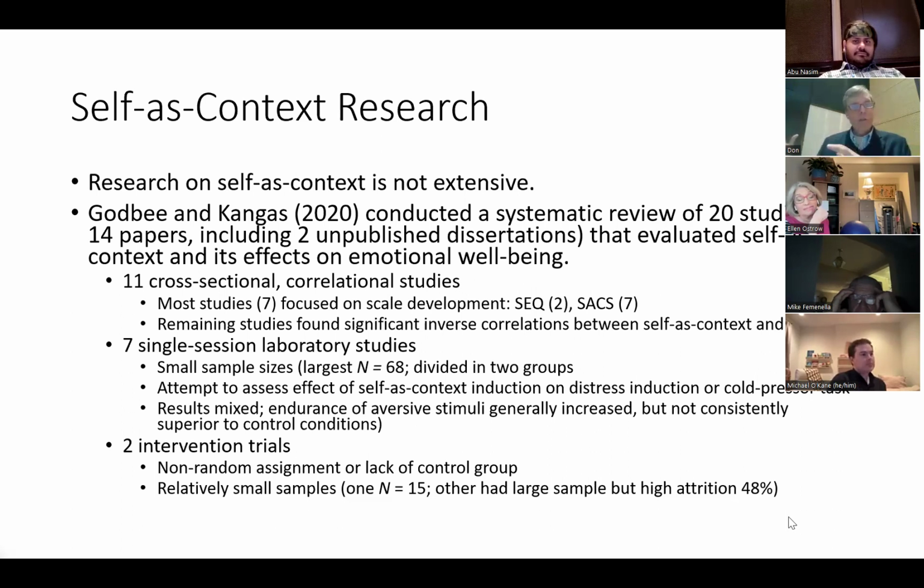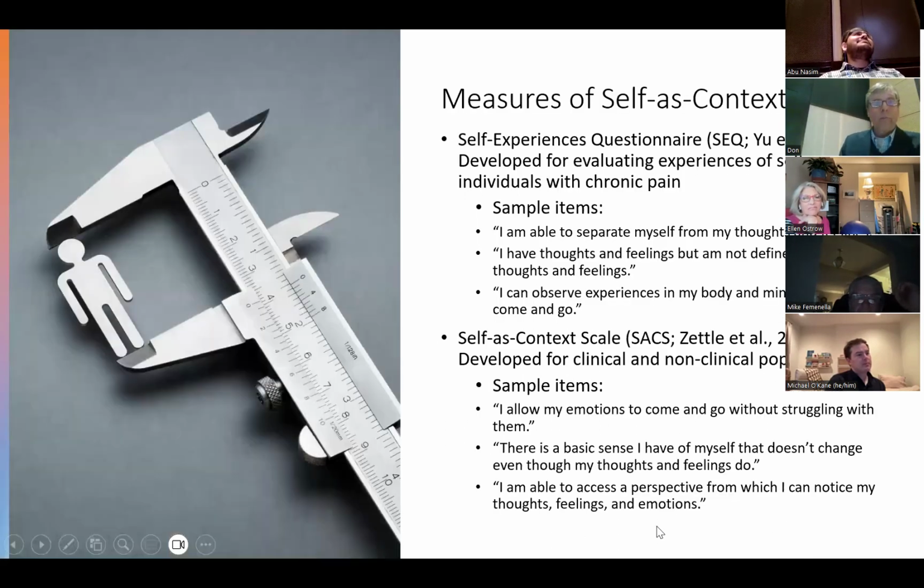So if you're a researcher, there's a ton of work to be done on self as context, and that's kind of interesting. There is a question about how researchable it is, though. And one of the things that I just wanted to briefly mention is that there really are 2 sort of established scales, like psychological questionnaires that pertain to self as context.